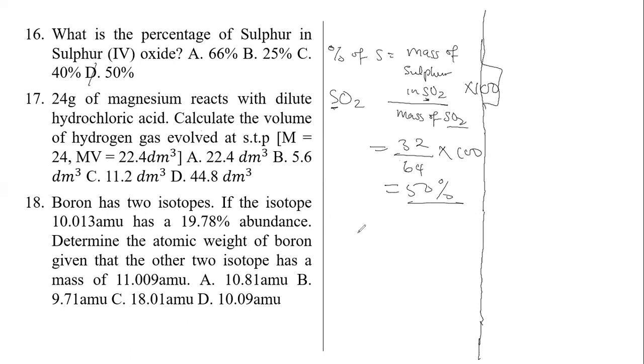Question number 17. 24 gram of magnesium reacts with dilute hydrochloric acid. Calculate the volume of hydrogen gas given off. You know that if hydrochloric acid reacts with magnesium, it's going to give you magnesium chloride plus hydrogen. So it means that you balance this one with 2.